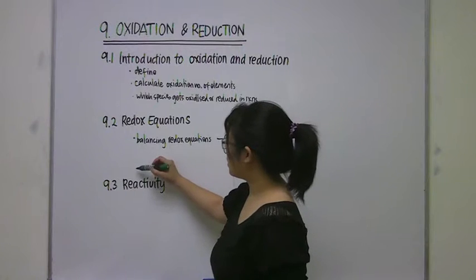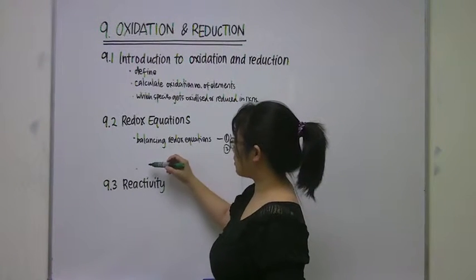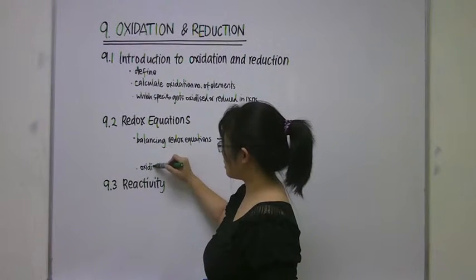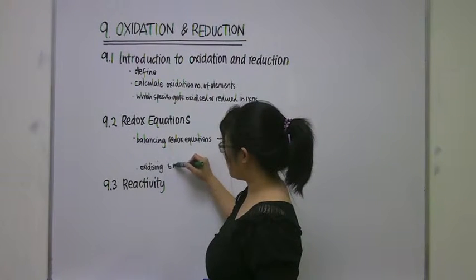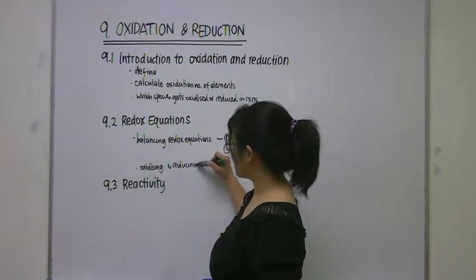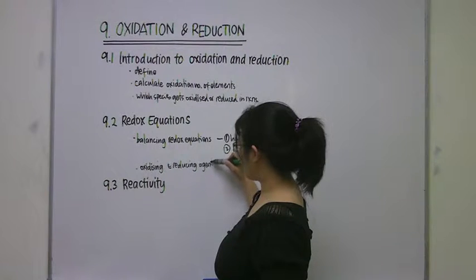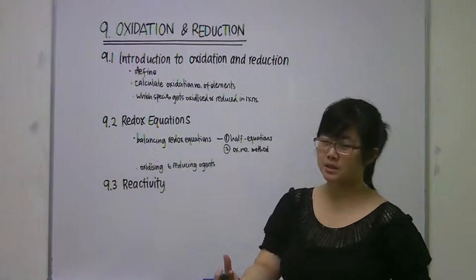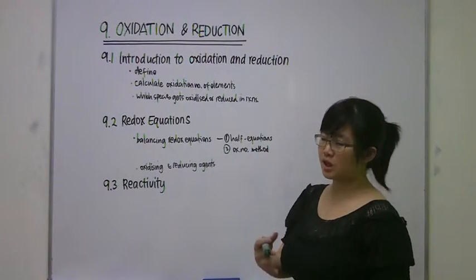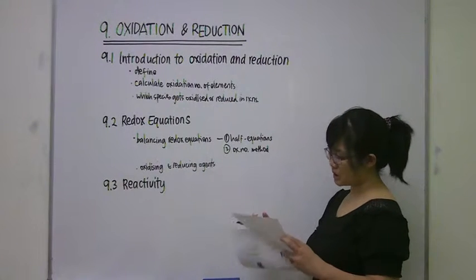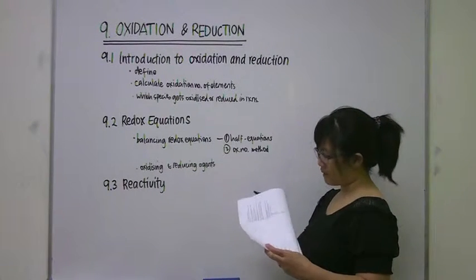So here, the kids need to be able to identify oxidizing and reducing agents. They need to know that if a species gets oxidized, it is a reducing agent, and if a species gets reduced, it is an oxidizing agent.